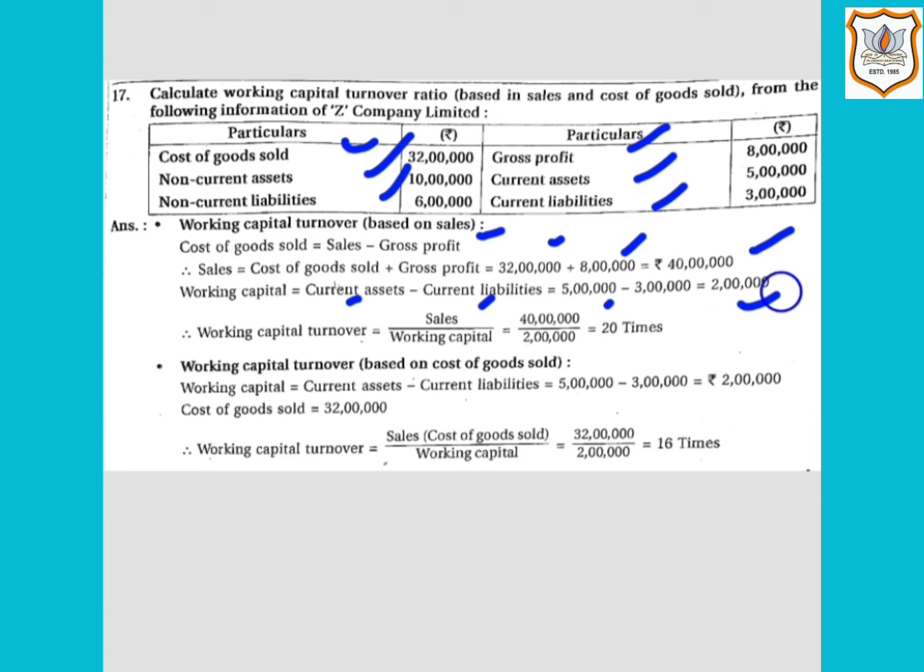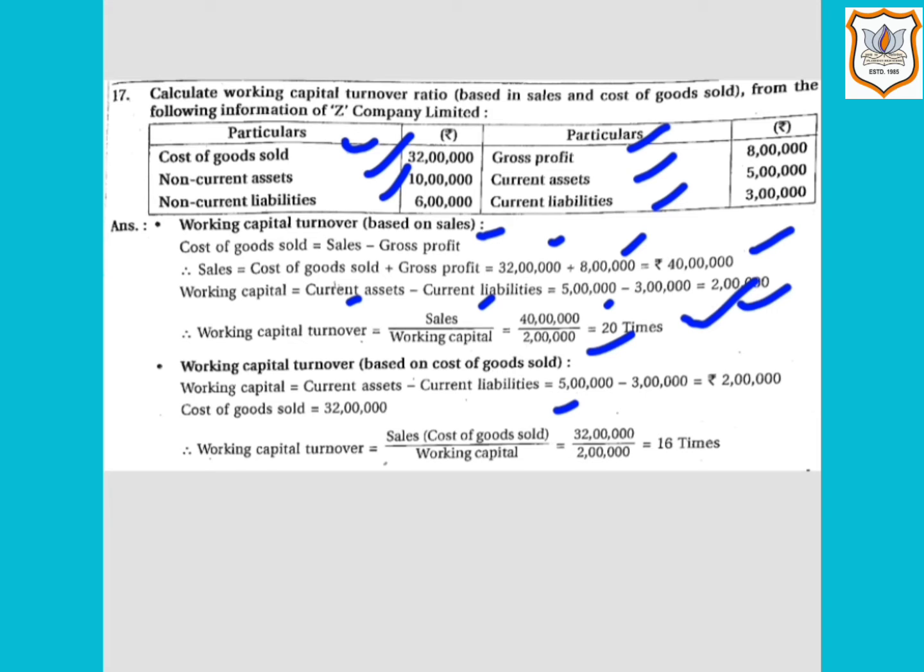Now we will put this amount on the formula. Here formula is sales upon working capital. So 40 lakh upon 2 lakh, that comes to 20 times. Now similarly, we will find out working capital turnover based on cost of goods sold. So here instead of sales, in numerator we will use cost of goods sold.